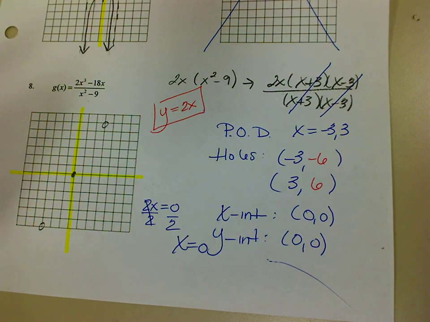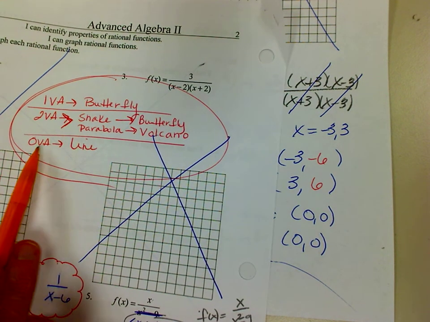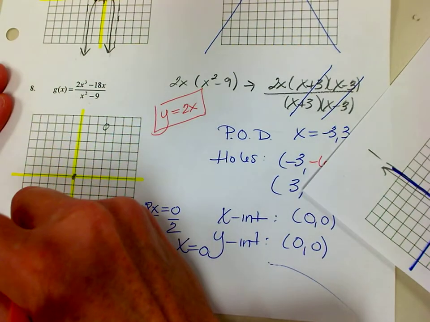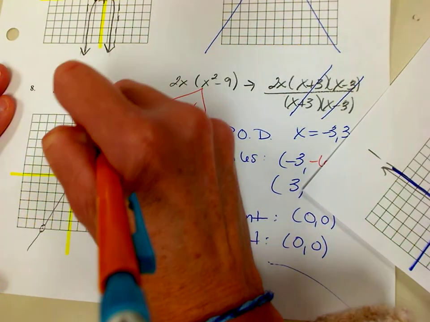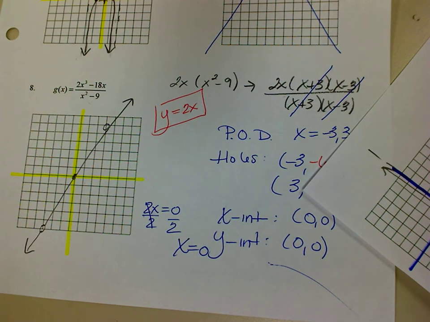Okay, since I do not have any vertical asymptotes, my overall graph is going to be a line. So I'm just going to connect these 3 points, and I now have a line. All right, not sure if you really understood any of that, but there it is.